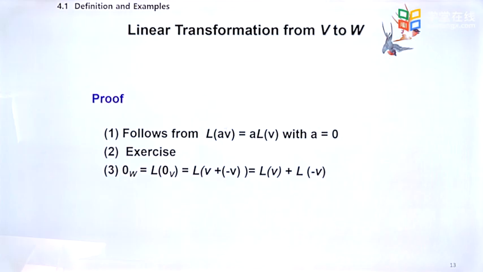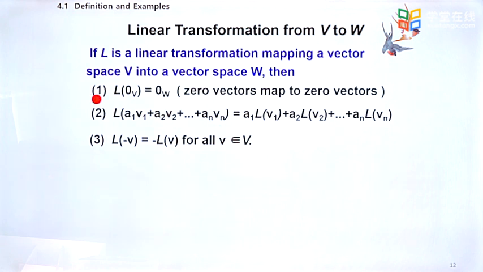We see the proof very easily. The first one follows from L of a v equals a times L of v by the definition, where we choose the special a equals 0. So if a equals 0, you know that 0 times v is the zero vector in the vector space V, and here 0 times L(v) should be the zero vector in the W space. So immediately you have the first statement holds.